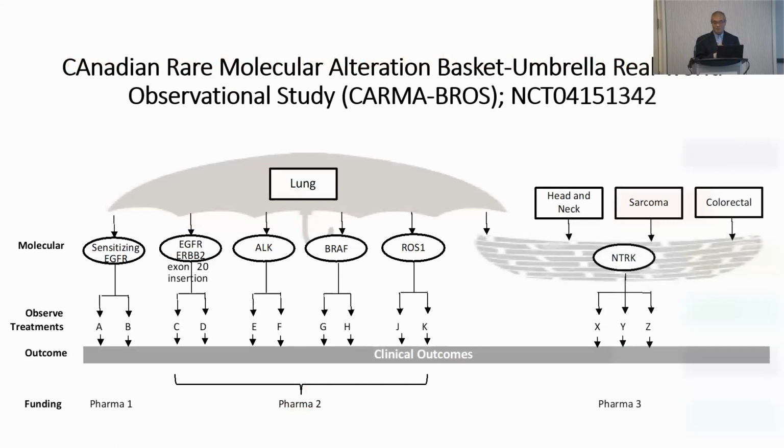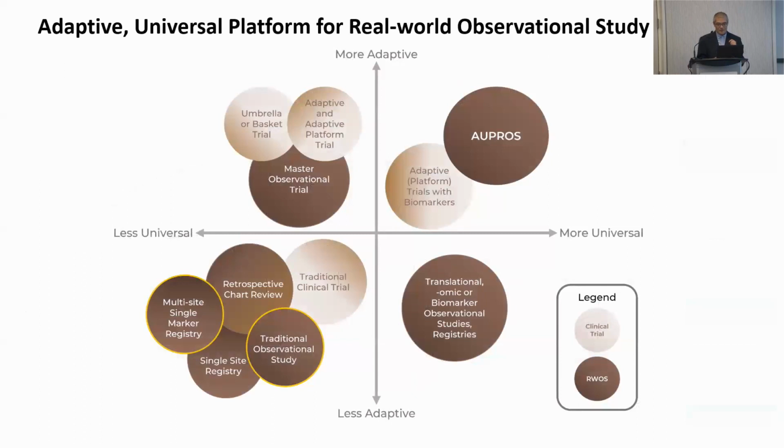Shorthand form is CARMA-BROS, much easier to say, and it is actually registered as a clinical trial with an NCT number, for instance. And so it currently is supported by 5 different pharma companies, and with 8 different open arms and more to come in this case. And I'll walk you through a few things about it. So we'll try and describe what is a BUROS study, and we realize it really is an adaptive study and a universal platform for which we can build these cohorts for real-world observational study.